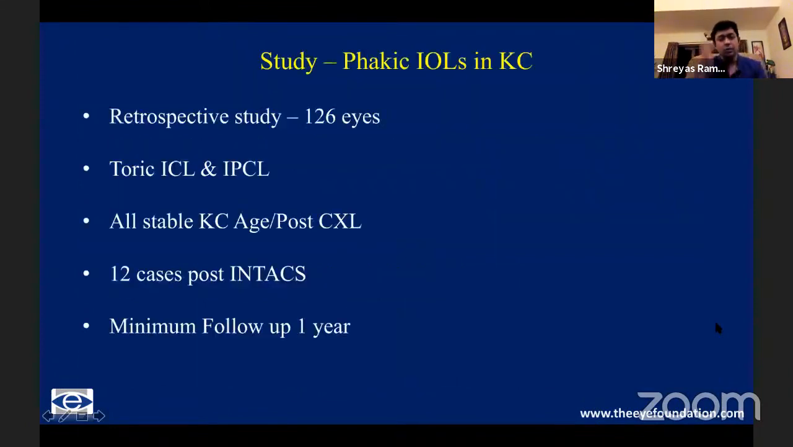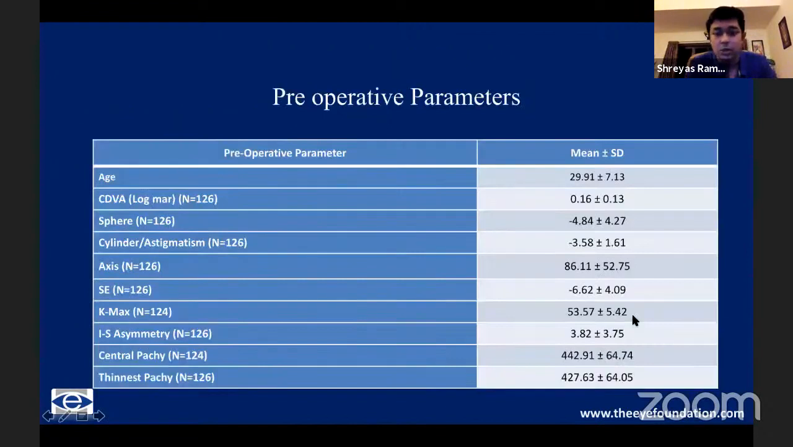So I'll run you through a quick study that we did of our cases of 126 eyes, which is a fairly reasonably sized cohort when we are talking about phakic IOLs only in keratoconus. We used both toric ICL and IPCL. They were all either age stabilized keratoconus or post cross-linking. And we also had 12 cases which were post intracorneal ring segments, and the minimum follow-up period post phakic IOL implantation was 1 year.